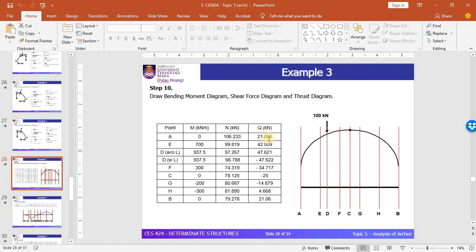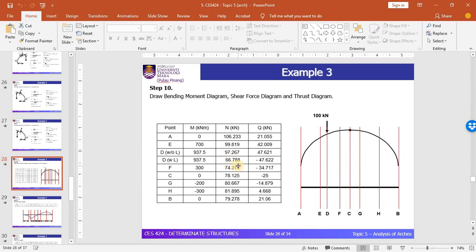What you can see here is the data that we have obtained by calculating the value of moment, axial force and radial shear force at the points indicated in the diagram. For example, point A has its own corresponding value of moment, axial force and radial shear force, and the same goes for the other points. If you consider more points, for example here we have 9 points, you need to repeat the calculation 9 times. It's quite tedious and impracticable to use this way to draw the bending moment, shear force and axial force diagrams.